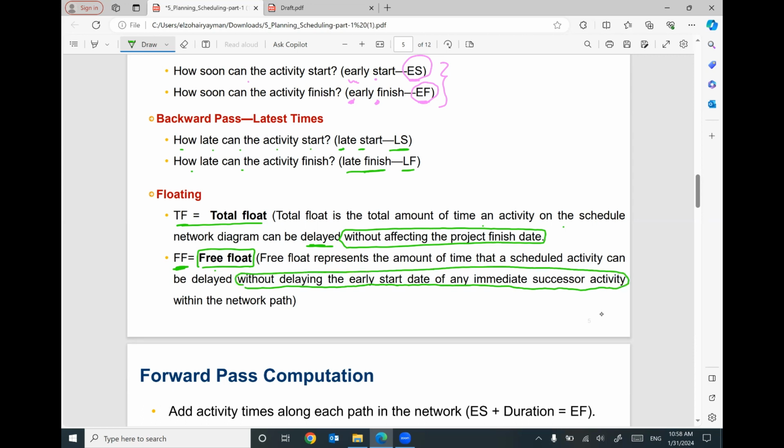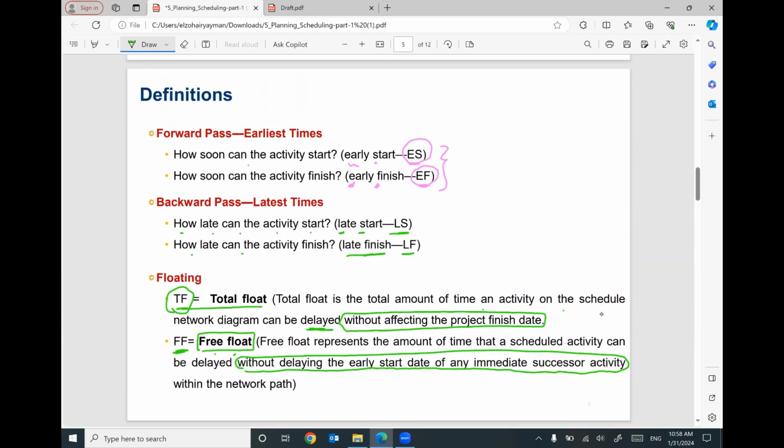Without delaying the early start date of any immediate successor activity. So free float is the flexibility to delay your activity without affecting the immediate following activity. But the total float is the flexibility that you can delay the activity without affecting the total duration of the project. Does that make sense? We have some techniques to figure out these numbers, total float and free float, but right now in this slide, we need to define these concepts: early start, early finish, late start, late finish, total float, and free float.